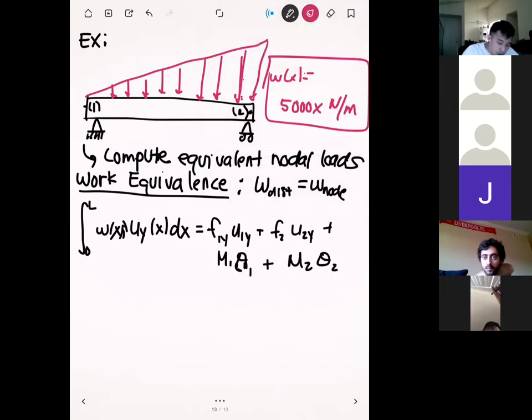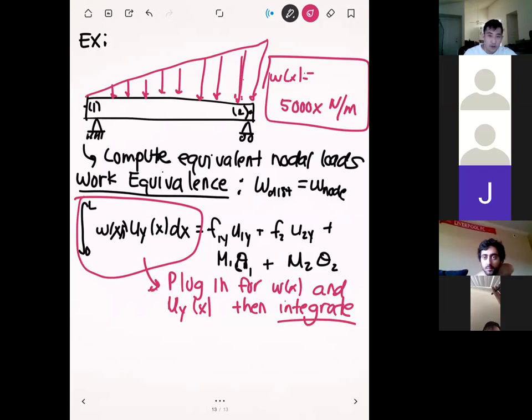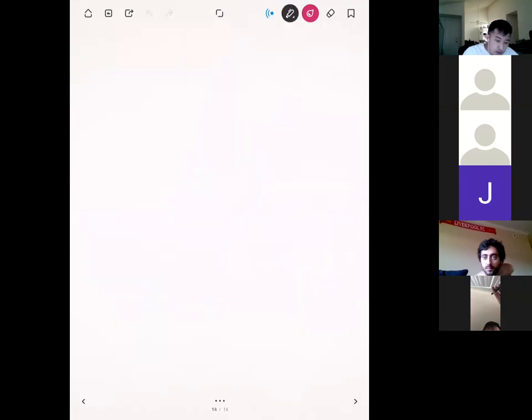Just like we talked about before, our focus is mostly going to be on the left side of this expression. In order to evaluate this, we're going to plug in for W of x and uy of x, then integrate. It's about to get quite messy, so before we dive into that, are there any questions on this? Okay, let's go ahead and get rolling.